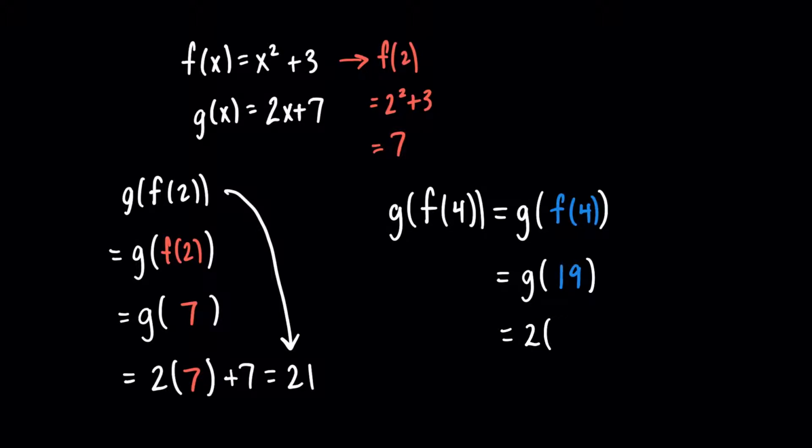have to do is double the input. This is what g tells us to do. It says double the input and then add 7 to it. So that would be 38 plus 7. So that'd be 45. Okay, so that's another example. Let's do another example.